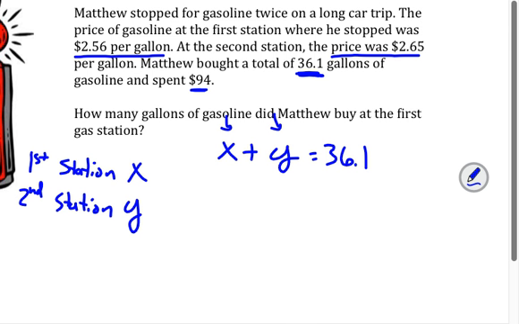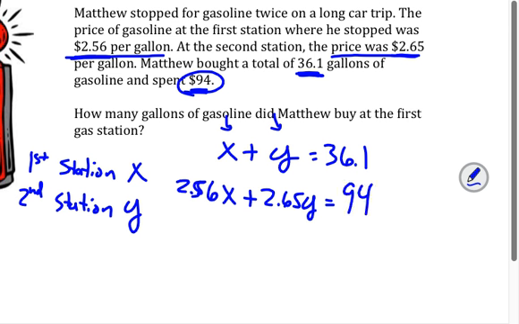Okay, here's where the money one comes in. Well, he bought x gallons at the first station, but it's $2.56 per gallon. So it's 2.56x. That's going to be the total money amount he spent at the first station. Plus, it was $2.65 at the second station, so 2.65y. If I add these two money amounts together, I should get $94. So here's our system, and we're going to solve it.